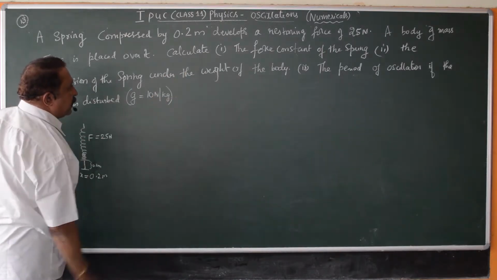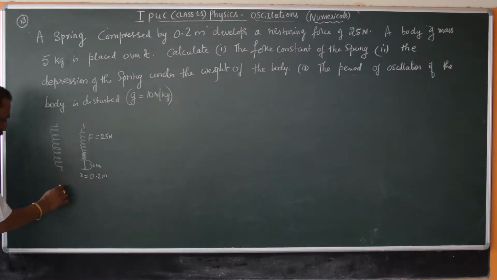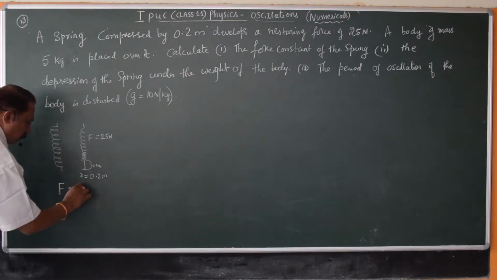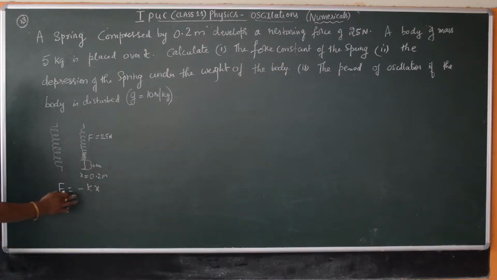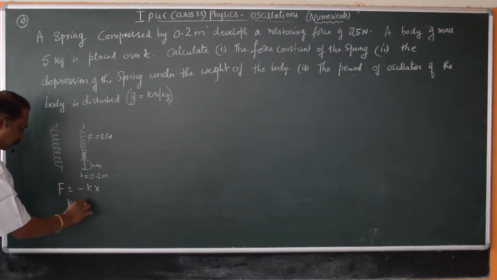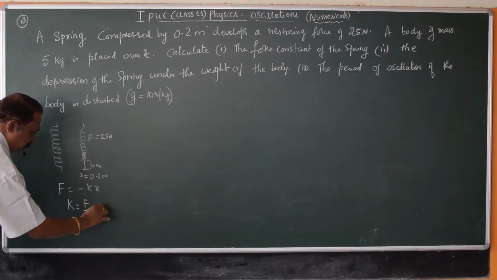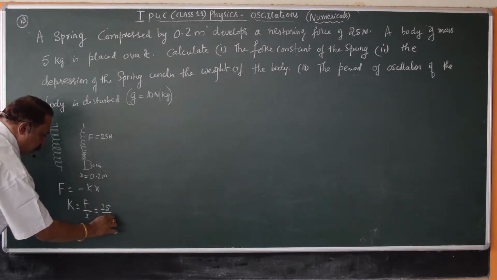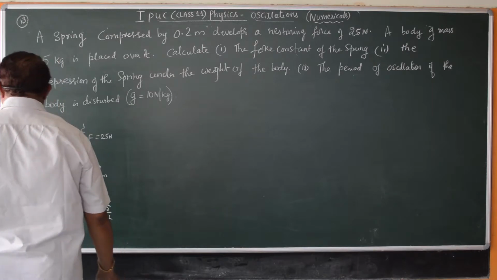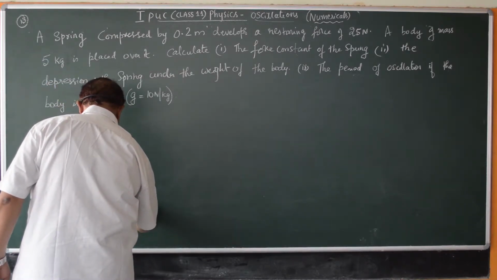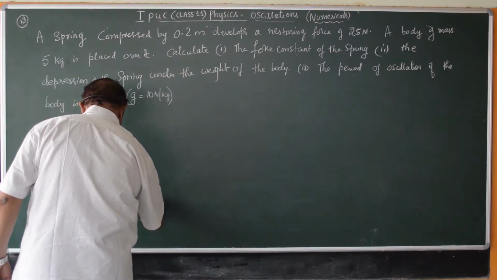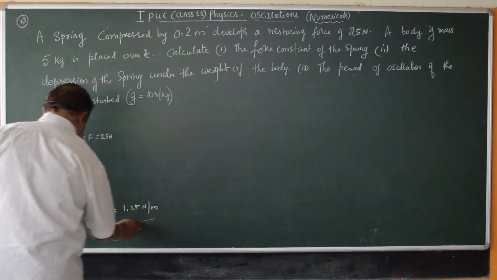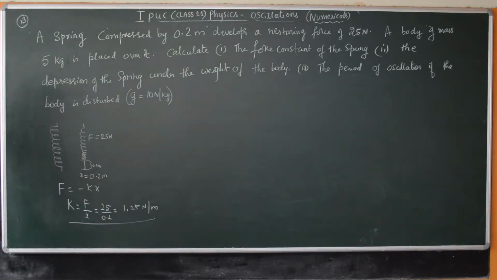So let's now first calculate the spring constant. So we know that F is equal to minus kx. Here the minus sign indicates only that F and x are in opposite directions, so it has got nothing to do with that. So k is equal to F by x. That is 25 divided by 0.2, which is 1.25 newtons per meter. This is 1.25 newtons per meter.